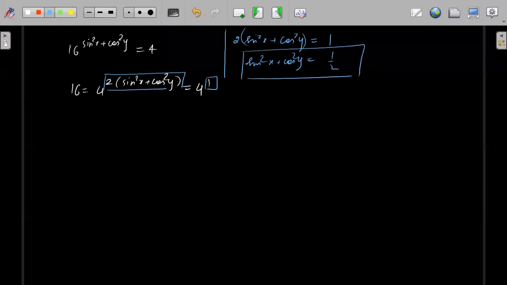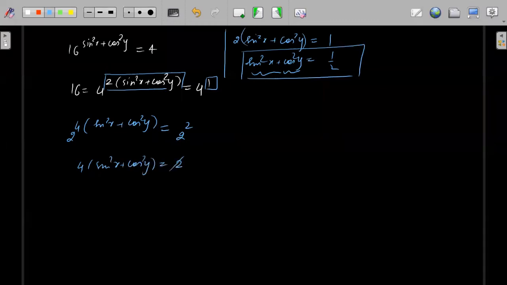Now what I can do here, we can use a formula, 16 as 2 to the power 4. Child, it will still come out the same, right? If you write 16 as 2 to the power 4, 2 to the power 4 into sine square x plus cos square y is equals to 4, 2 to the power 2. Again if I compare, this is 4 into sine square x plus cos square y is equals to 2. 2 and 2 will get cancelled, so you have sine square x plus cos square y is equals to 1 by 2. Same thing we are getting, right? So both give the same equation, so there is no point which way you write, either this way or this way, right?